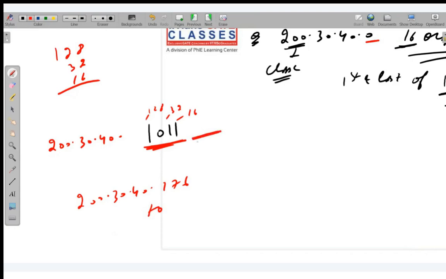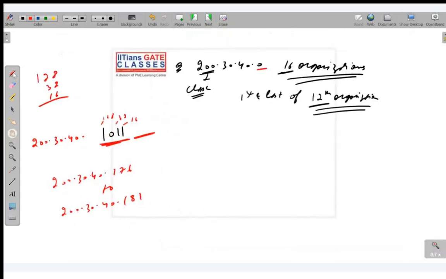All 4 bits ones means 15, so we have to add 15. So 200.30.40.176 plus 15 gives 191. Okay, please check this out.